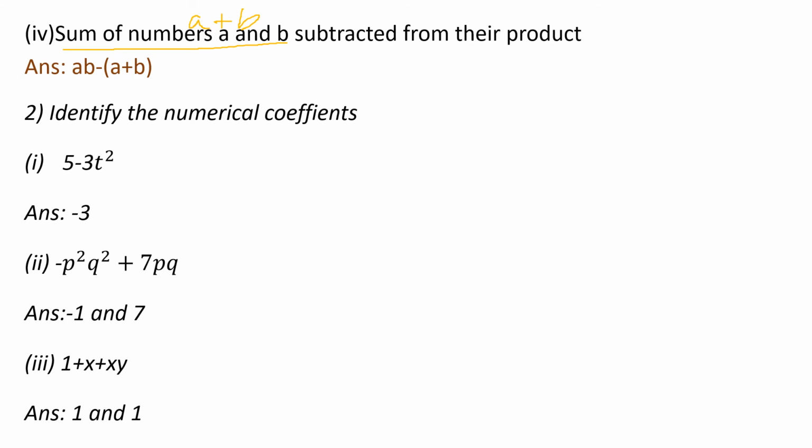Subtracted. We want to subtract a plus b from what? This is important. From their product. Product means what? Multiplication. So we want to multiply a and b. So product means a into b. We can write a into b as ab. Subtract. We want to subtract from their product. So ab minus the sum of the numbers. So we can write inside the bracket a plus b. Okay, is it clear, children?